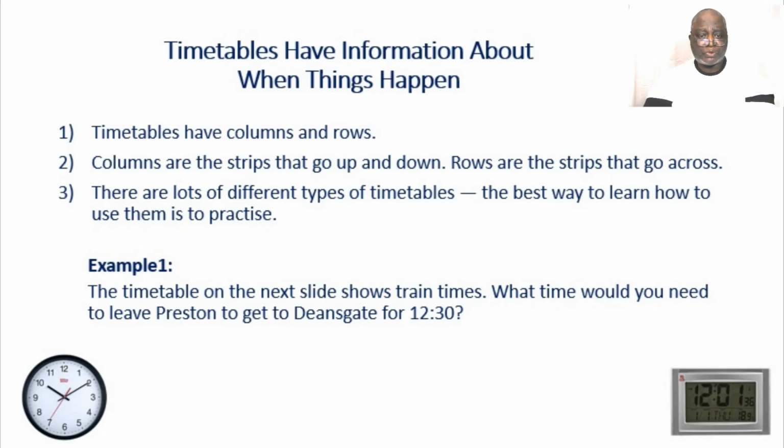So timetables have columns and rows. Columns are the strips that go up and down. Rows are the strips that go across. There are lots of different types of timetables. The best way to learn how to use them is to practice. Can you think of any timetable you know?